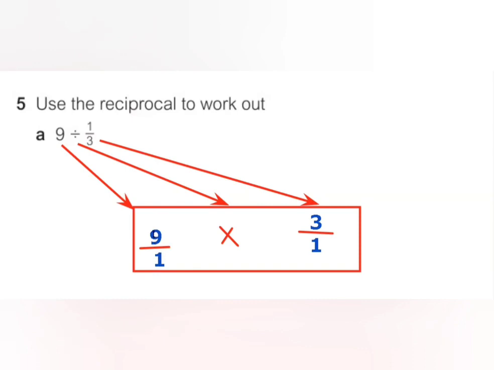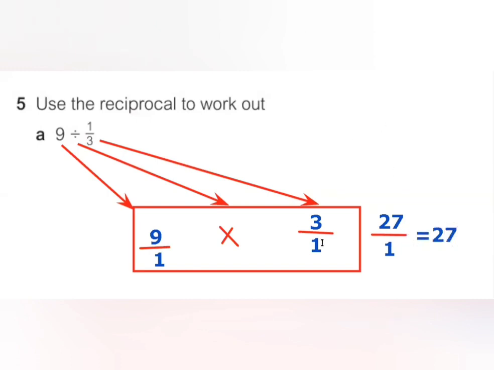Now we multiply the numerators. 9 times 3 equals, very good, 27. And then we multiply the denominators, 1 times 1 equals 1. So the answer is going to be 27 over 1. And 27 over 1 equals, very good, 27.